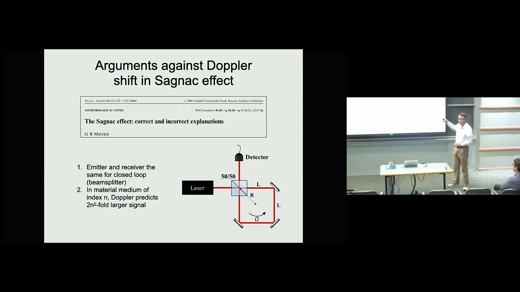Here it's moving transversely. That's like saying if I take a mirror like this and shine a light off of it, there's no Doppler shift, right? If it's moving transverse, there would be no shift here, no shift here, no shift here, assuming the rotation is about this center. So in this particular case, the emitter is the beam splitter, the receiver is the beam splitter, and so they're co-moving. And also in a material medium of index n, Doppler predicts a 2n squared fold larger signal.